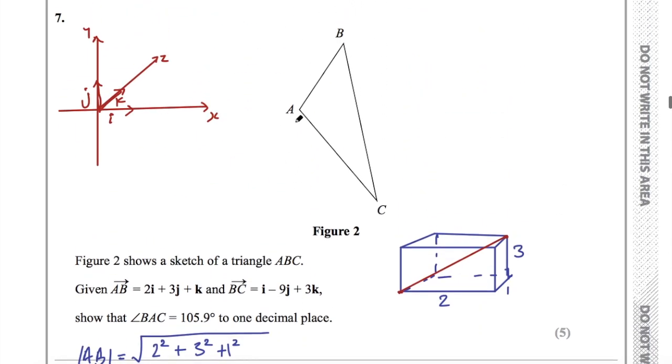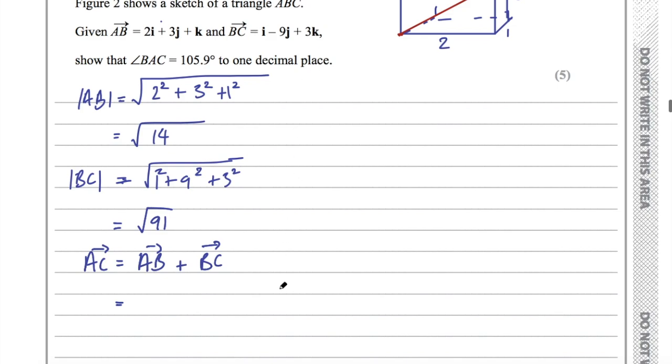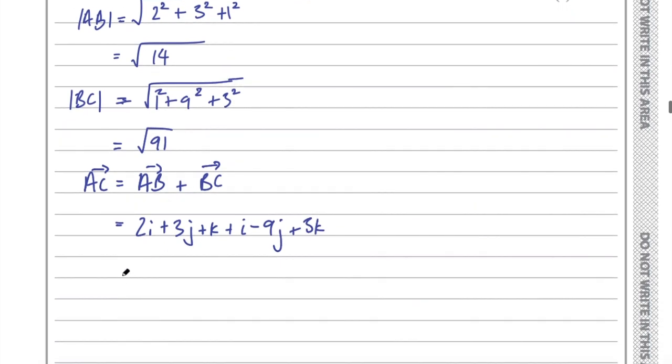And we also need to find AC. AC is going to be AB plus BC. So the vector AC will be AB plus BC. So I can use this vector notation to figure out what AC is. So this will be 2i plus 3j plus k plus i minus 9j plus 3k. And this makes it pretty easy to find what AC is. So 2i plus i, that's 3i. 3j minus 9j, that'll be minus 6j, and k plus 3k, that's 4k. So AC ends up being 3i minus 6j plus 4k.